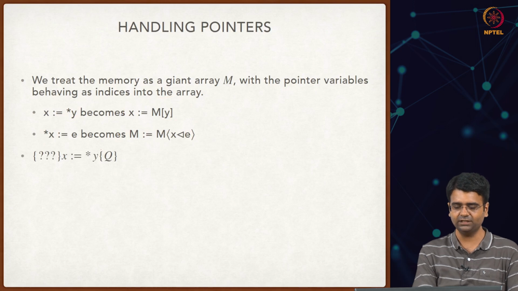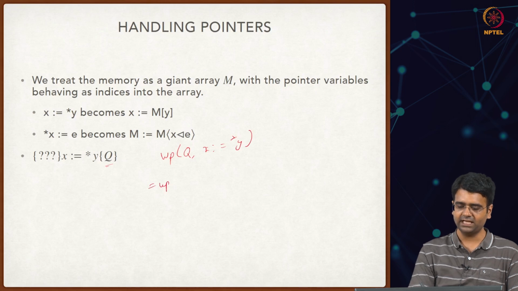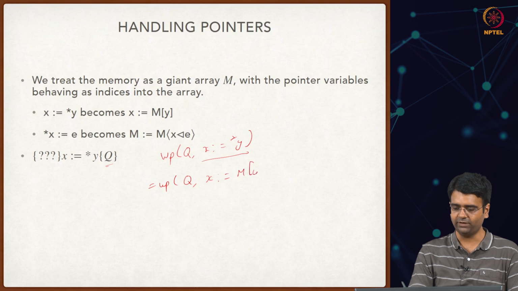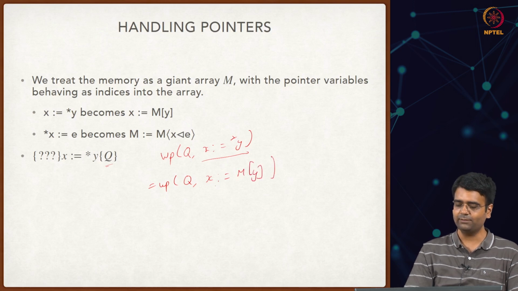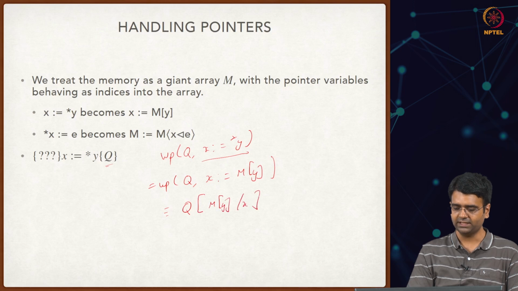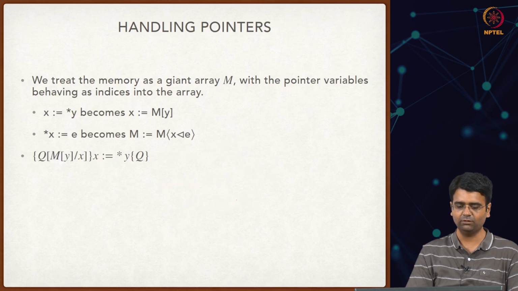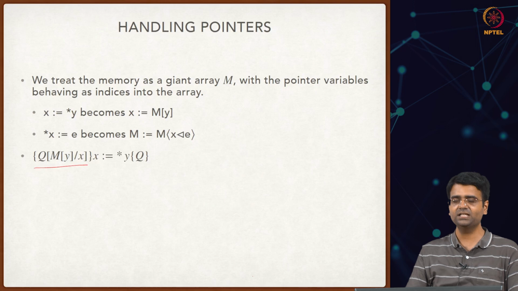So in particular, if you have something like x equal to star y, and you want to show some post condition Q, so we want to find the weakest precondition for Q for x colon equal to star y. This is the same as the weakest precondition of Q, but I am going to replace this now with a memory array indexing. So this will be x equal to M[y]. And now this I am going to treat as a normal assignment statement. So this is just going to be equal to Q, where M[y] is going to replace x. So in Q, wherever you see x, you are going to replace it with M[y]. So this will be the weakest precondition.